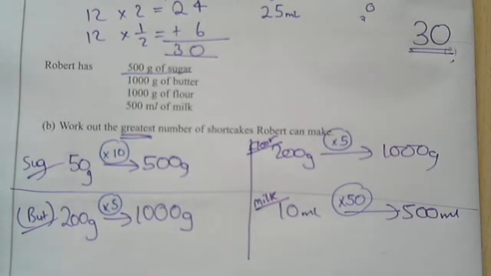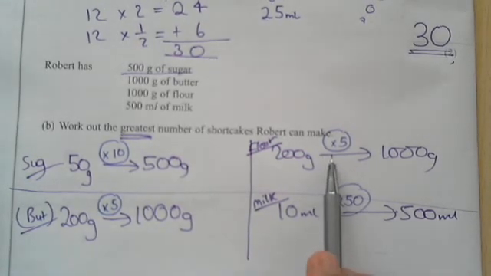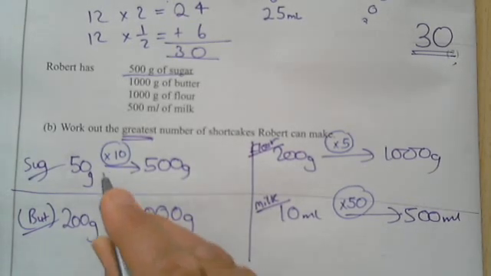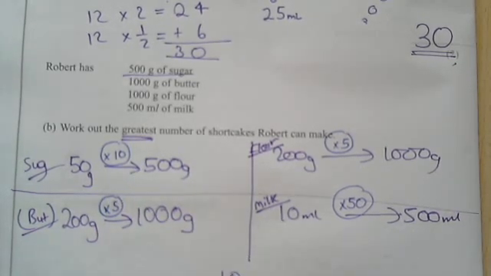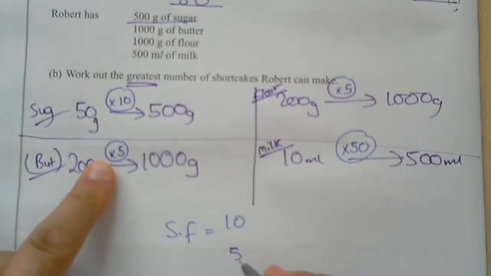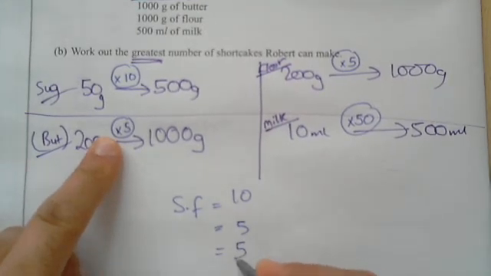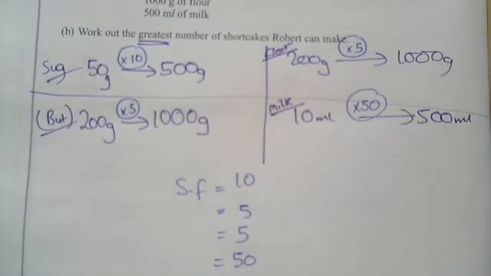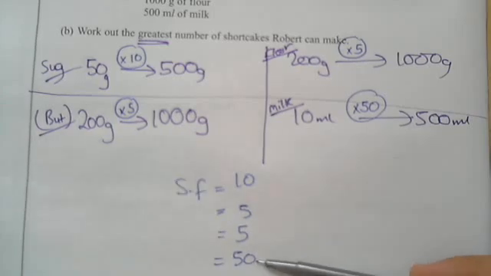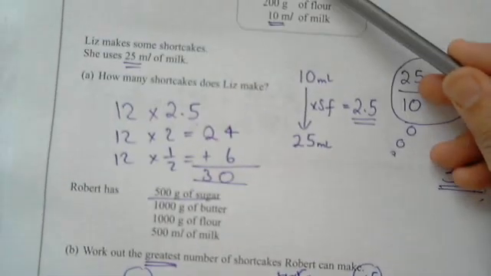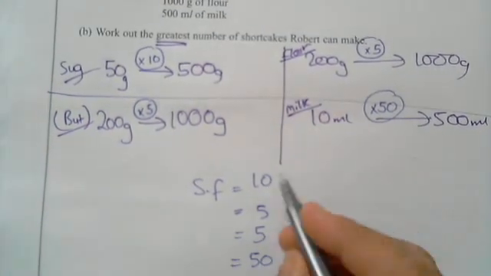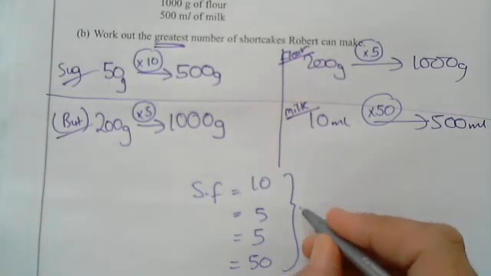So we have to see if we got enough ingredients. So we look at all the different scale factors. We have 10 for the sugar, 5 for the butter, and then we have 5 for the flour and 50 for the milk. So even though we got enough milk to make 50 lots of our original 12, we don't have enough for 50 lots of the other ingredients. So we have to look for the smallest number.